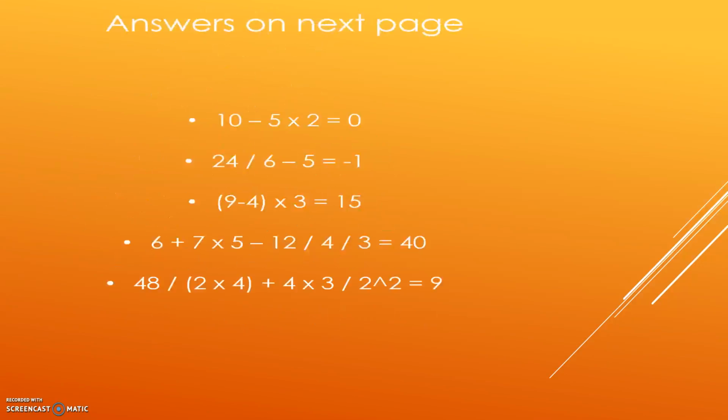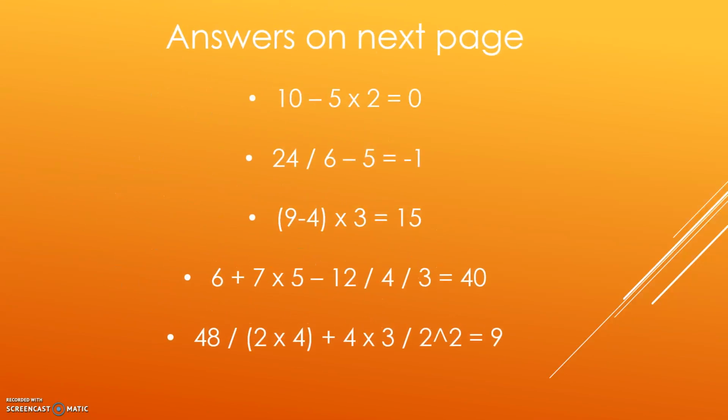I'll go through them with you. Boom. Okay, so first one, 10 minus 5 times x through PEMDAS, P-E-M-D-A-S. We don't have P, we don't have E, but we have multiplication, so we do that first. 5 times 2. 5 times 2 is 10. Then we have subtraction, 10 minus 10, 0.